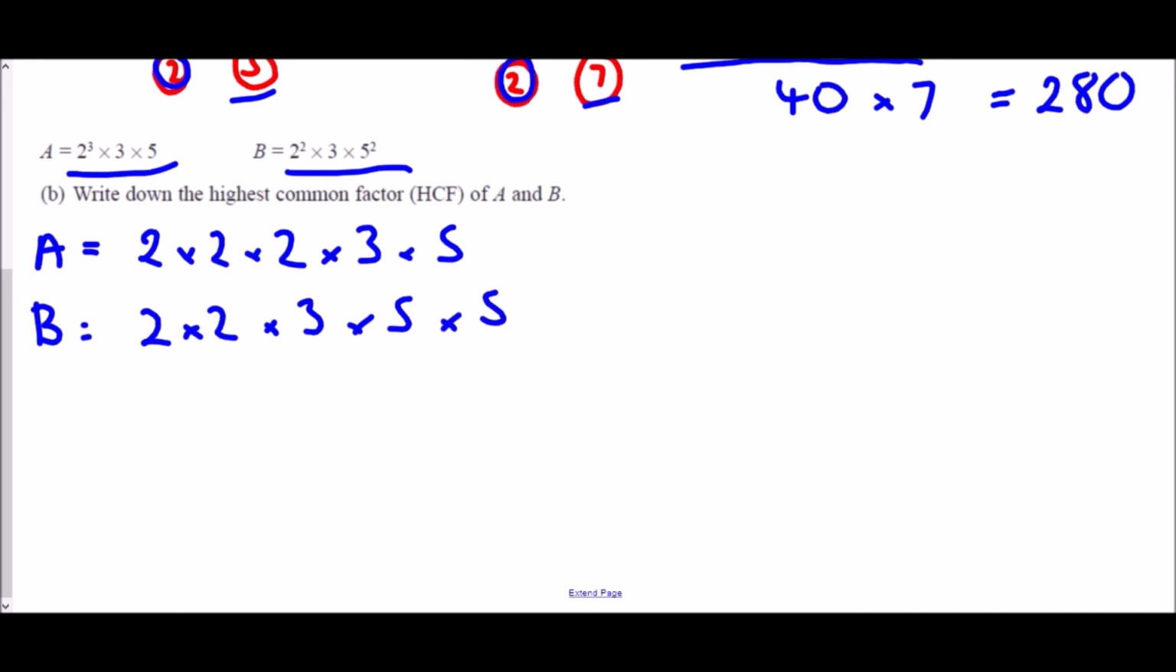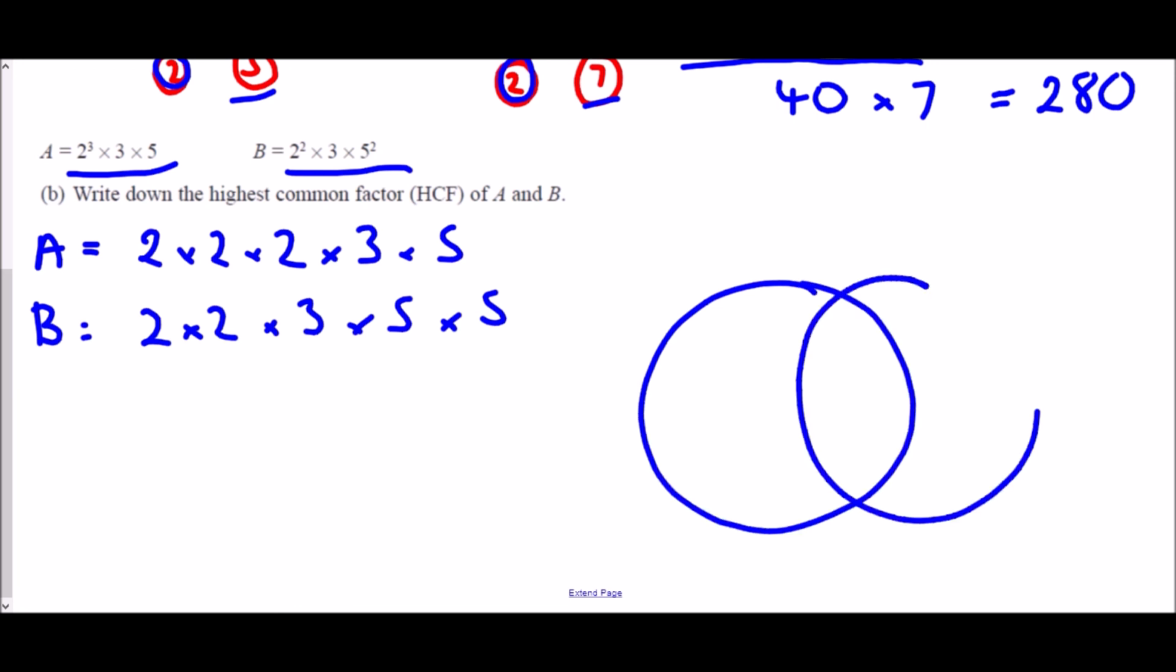And so if I were to fill in a Venn diagram of these two numbers, well, there is a 2 in both lists, so it would be in the middle. There's a 2 in both lists, so it would be in the middle. There is a 3 in both lists, so that would be in the middle. And there's a 5 in both lists, so it'll be in the middle. The only thing that will be left over for A would be that extra number 2, and the only thing that will be left for B would be the extra number 5.